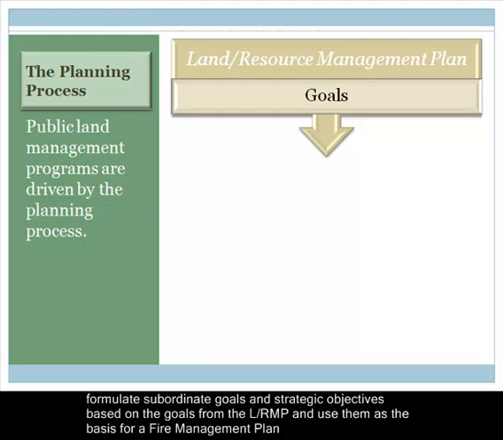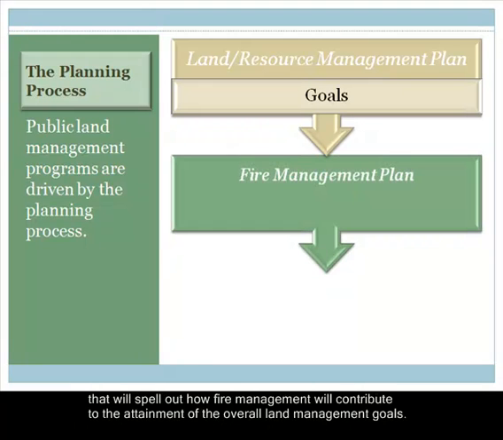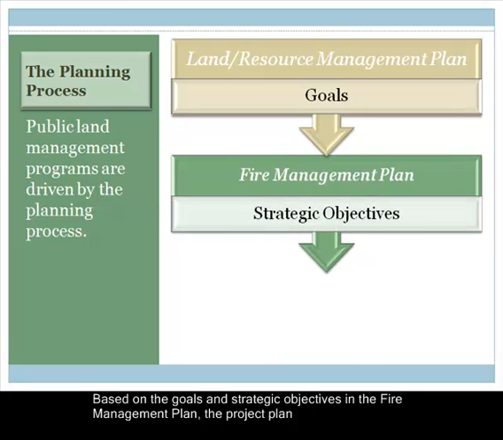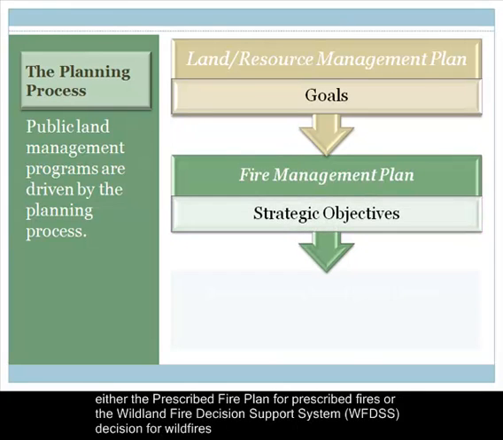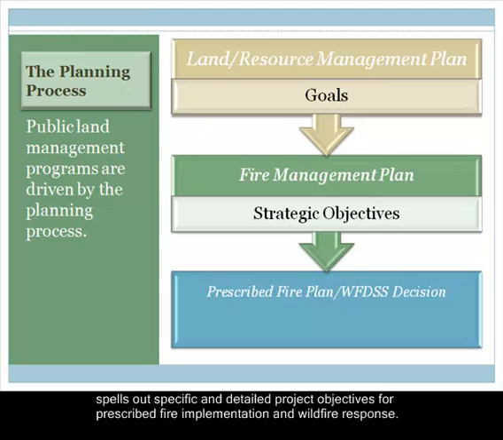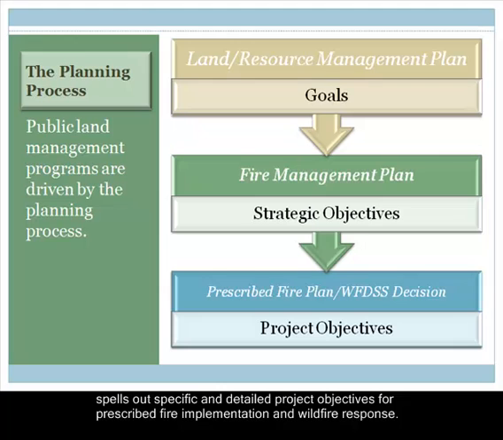From the goals in the Land or Resource Management Plan, individual programs, such as fire management, formulate subordinate goals and strategic objectives based on the goals from the Land or Resource Management Plan and use them as a basis for a fire management plan that will spell out how fire management will contribute to the attainment of the overall land management goals. Based on the goals and strategic objectives of the fire management plan, the project plan, either the prescribed fire plan for prescribed fires or the Wildland Fire Decision Support System decision for wildfires, spells out specific and detailed project objectives for prescribed fire implementation and wildfire response.